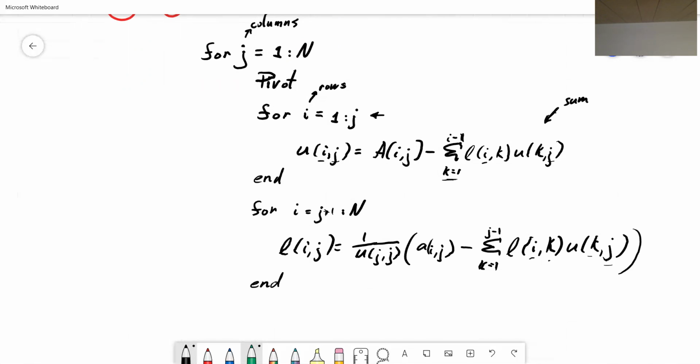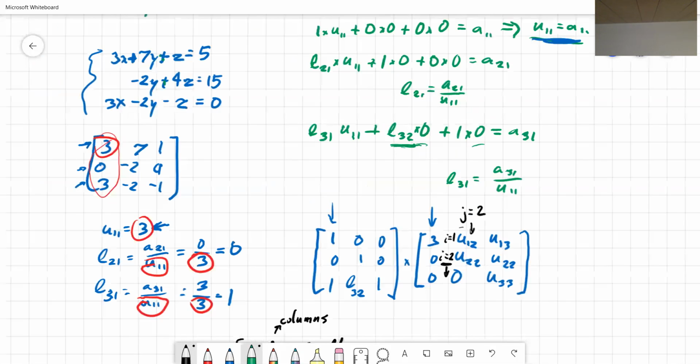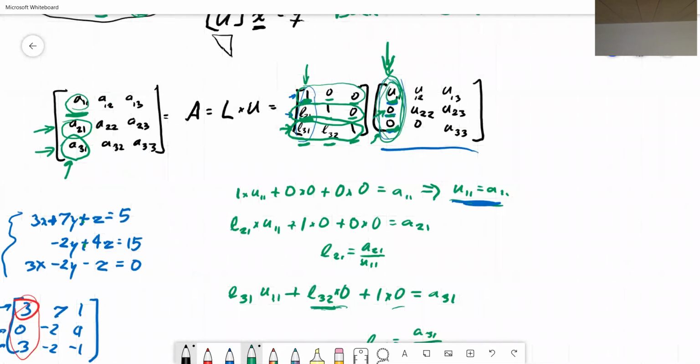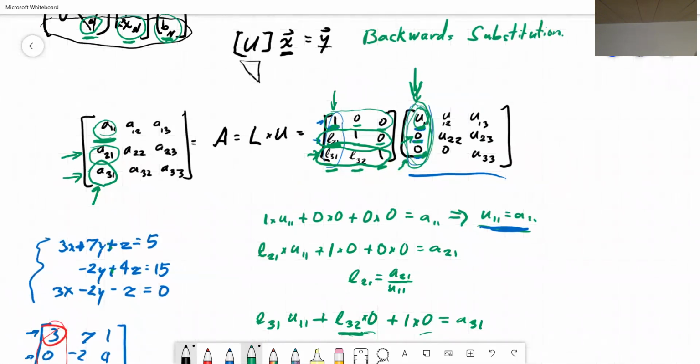Excuse me here. I want to correct this j plus 1. Why j plus 1? Again, we are trying to solve the elements of L. And for any given column, if we look at how L should look, L for any given column will have 1 on the diagonal and elements below. For the second, it will have a 1 on the diagonal and elements below.